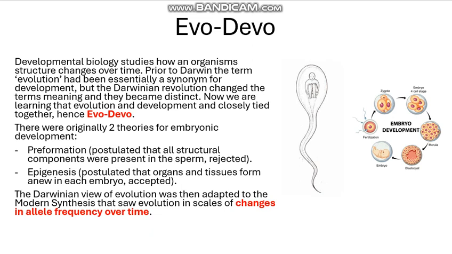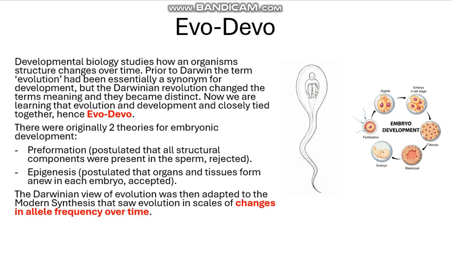Okay, moving on to a bit more on the genetic side now, on the topic of evo-devo, so evolutionary development: how development at the embryonic stage leads to evolution in a lot of species, in a lot of ways very fast, rapid evolution. So, developmental biology studies how an organism's structure changes over time.